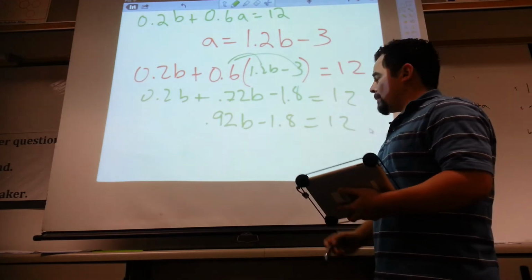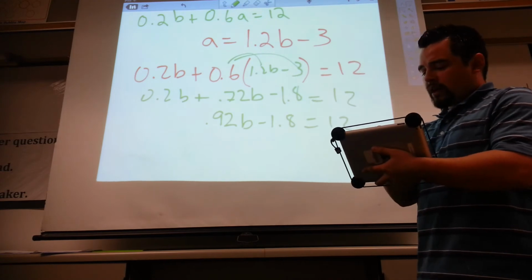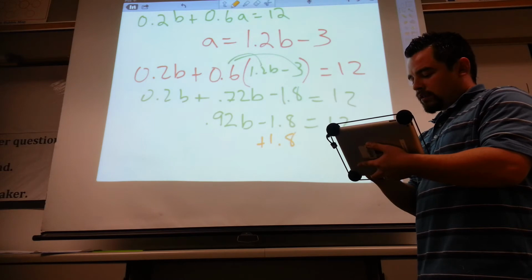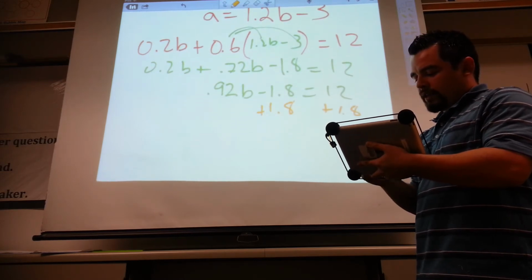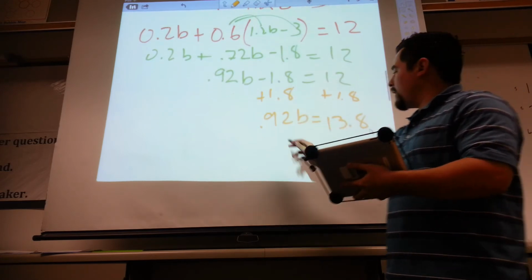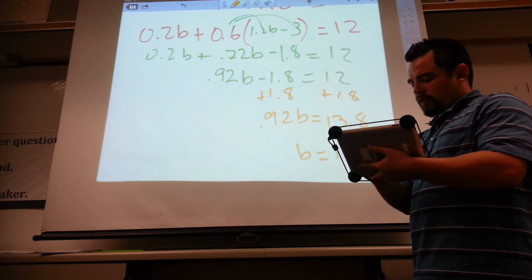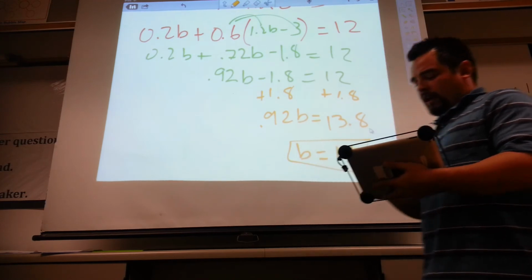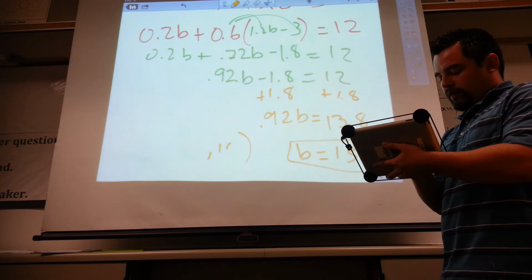We're down to a two-step. To eliminate a negative 1.8, I'm going to take the opposite, and I'm going to add 1.8. I end up with 13.8. And it turns out that if I divide 0.92 into 13.8, b equals 15. Okay, and again, that's half my answer. I figured out what the coordinate here would be, 15.